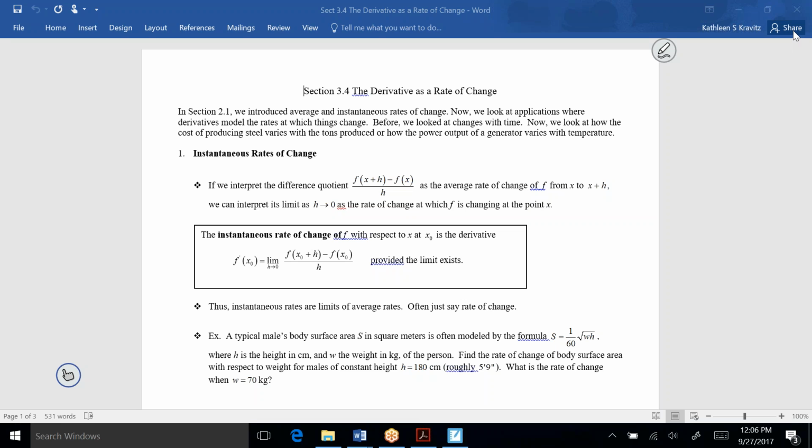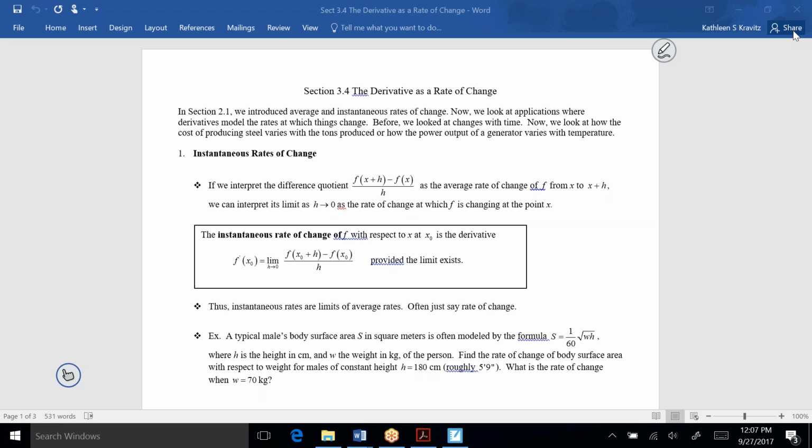So really we're looking at the way two things change, how one thing changes with respect to another thing. So anything we can be talking about, not just time in general. So we're going to talk about instantaneous rates of change. So if we interpret our difference quotient as the average rate of change of f from x to x plus h, then we can interpret its limit as h goes to 0 as the rate of change at which f is changing at a specific point x.